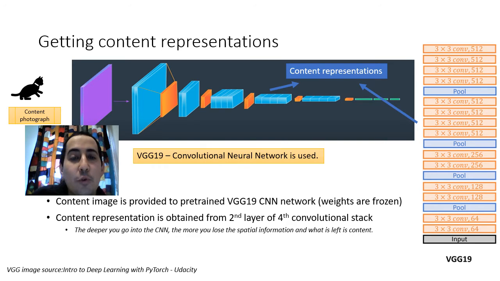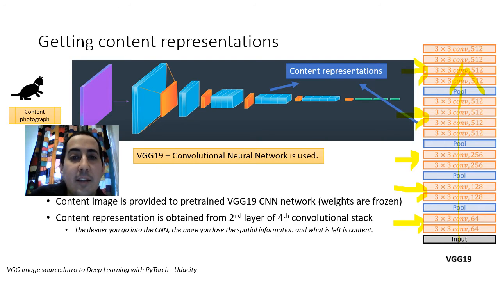Gatys et al. used the VGG19 network, which has 5 stacks of convolutional layers followed by pooling. They have different depths like 64, 128 or 512. And as the image moves further into this network, spatial information becomes less important and content information appears.